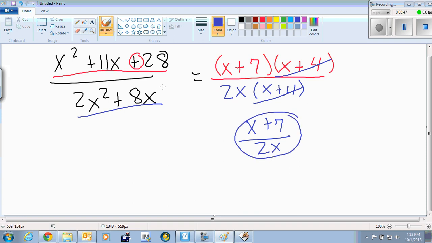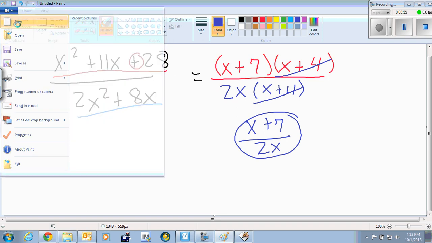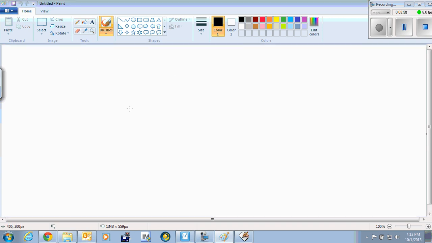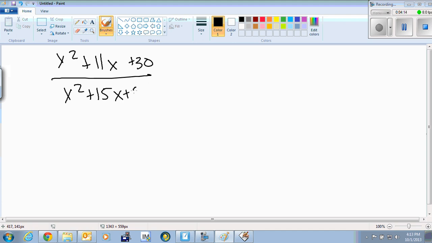Okay, so we've done one where you just have to multiply and add and subtract exponents. We've done one where you have to factor and cancel. Let's look at a multiplication problem, and then we'll do a division problem before we go. So let's do this one here. X squared plus 11x plus 30 divided by x squared plus 15x plus 56 multiplied to x squared plus 4x minus 32 and 3x squared plus 18x.